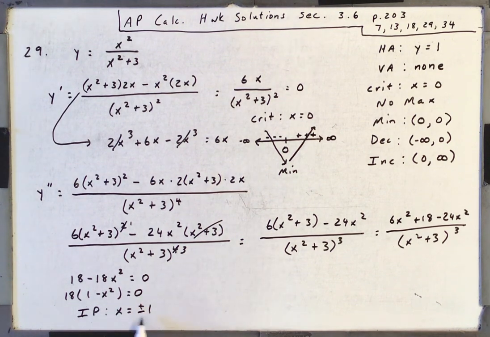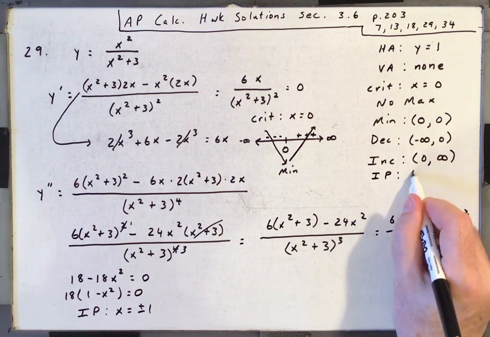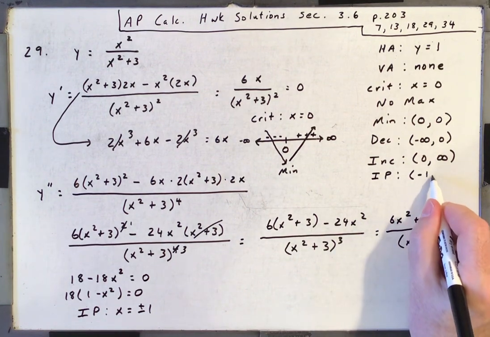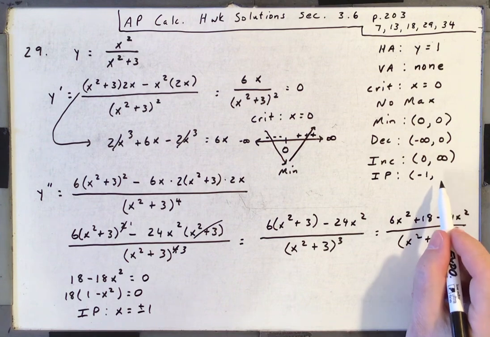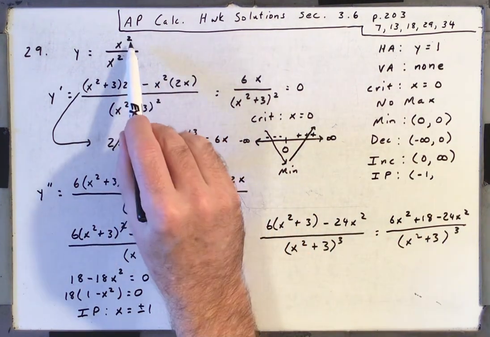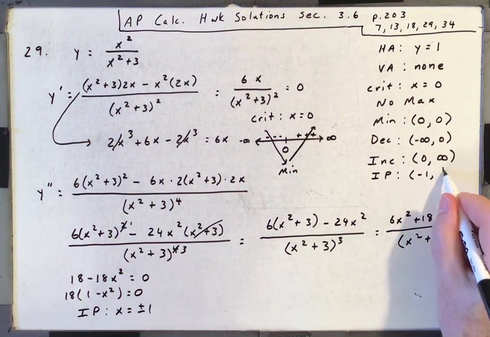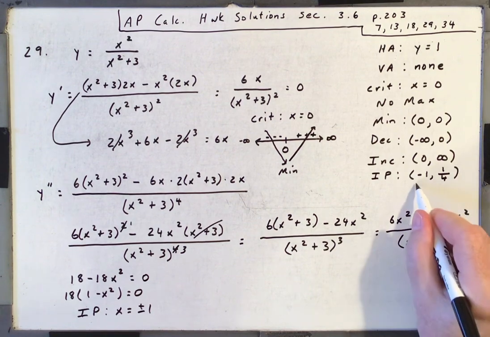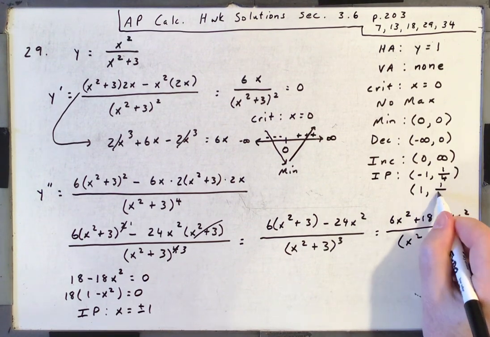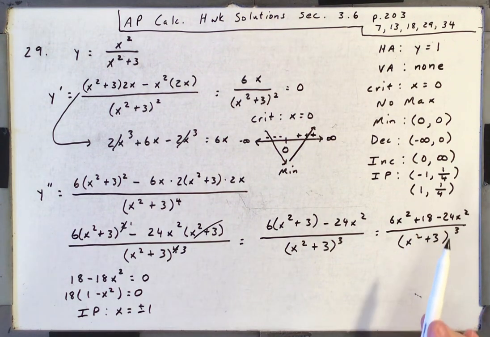Negative 1 squared would be 1. Positive 1 squared would be 1. So again, just worried about the top. So I have inflection points at negative 1, and then I plug in negative 1 up here to the original, and that would be 1 over 4, so negative 1, 1/4, and positive 1, 1/4. Holy moly. Okay, so I've got the inflection points.